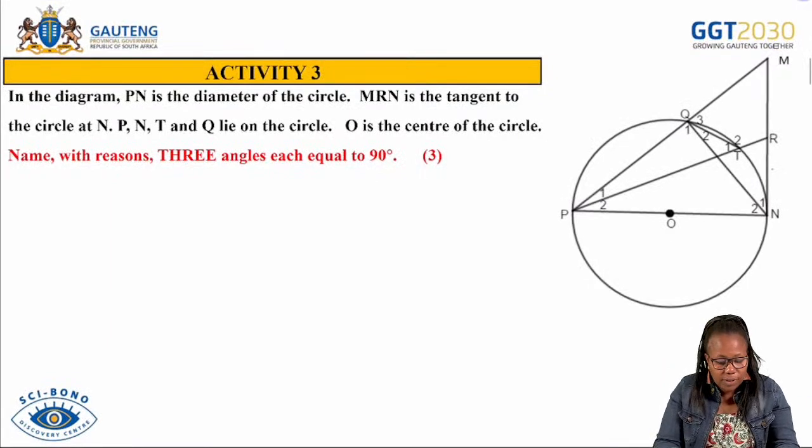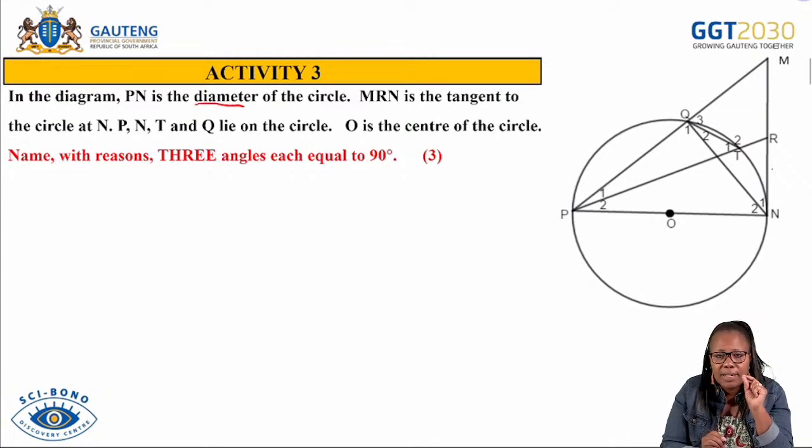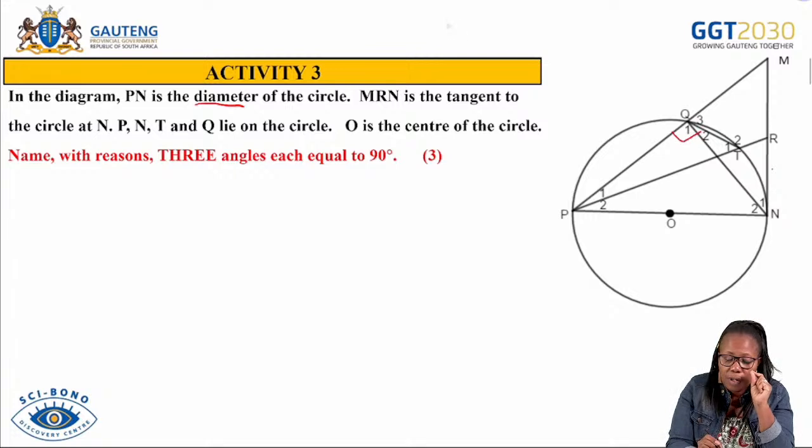Okay, great Charles. Let's see how far you went with this one. It says in the diagram, PN is the diameter. Okay, the minute you see the word diameter, that means you are given angle in a semicircle. So which angle is that one? That means it's Q1. Okay, so application, we have angle in semicircle.